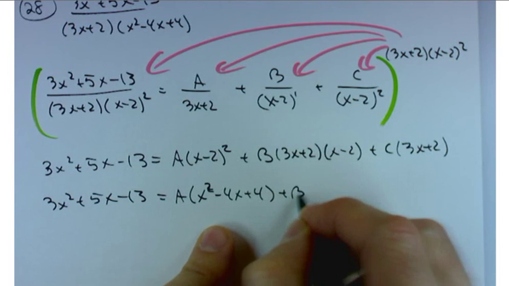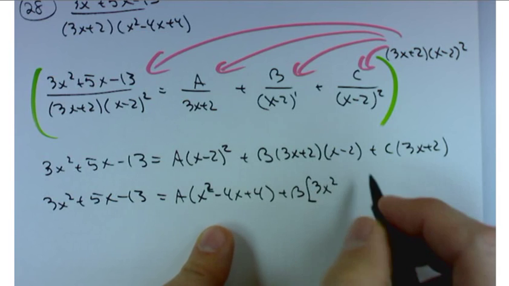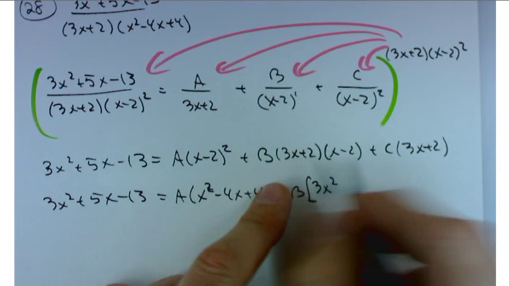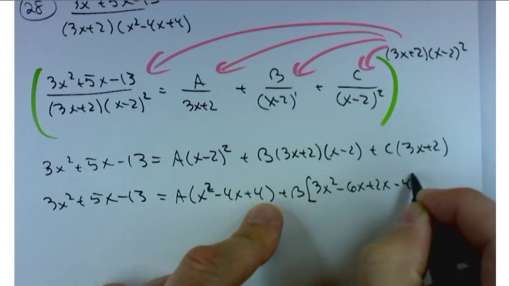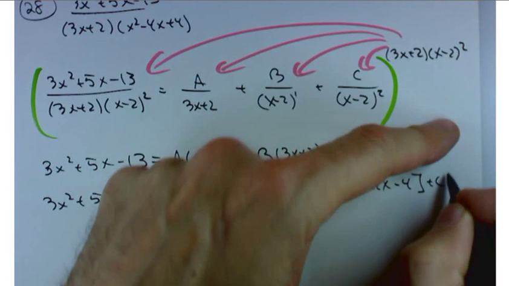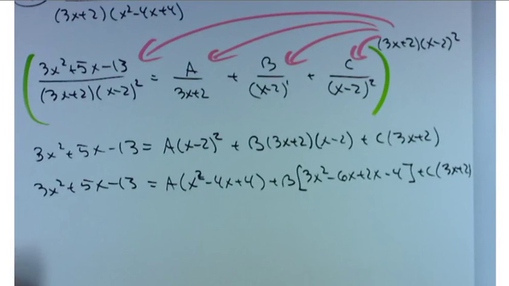Now, for the next part. 3x squared plus 6x plus 2. Good. 3x squared minus 6x plus 2x minus 4. And I'm not going to distribute the c yet over here. We'll just leave it as c times 3x plus 2.